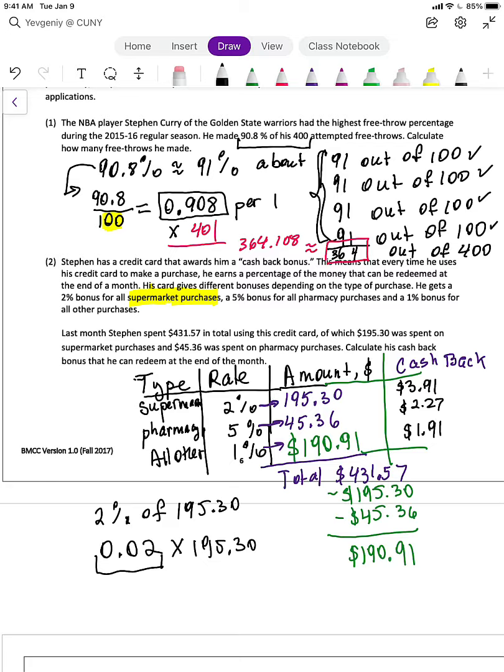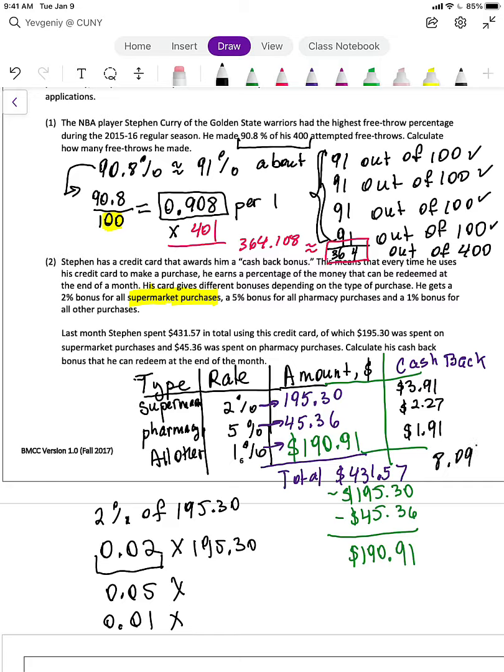Okay? Hopefully you're okay with all these percentages, just to double check. Make sure that these are the decimals that you got, and then you multiply by the amounts. All right, then let's go ahead and calculate the total cash back. So 391, 227, 191. So that gives us a total of $8.09.